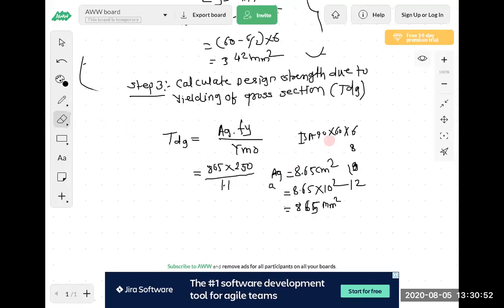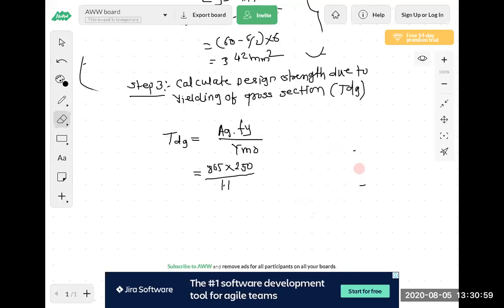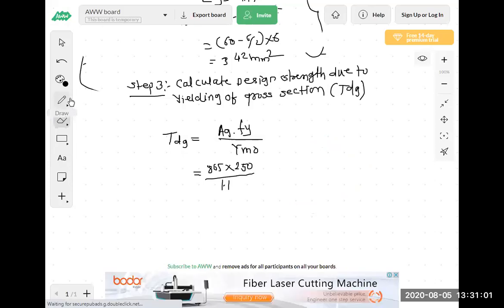Now tell me the design strength in kilonewton. 196.59 kilonewton. 196.59 kilonewton. Please, everyone, do the calculation.